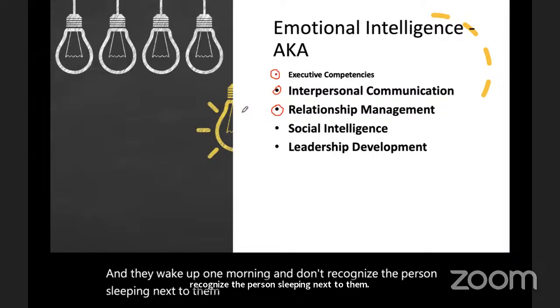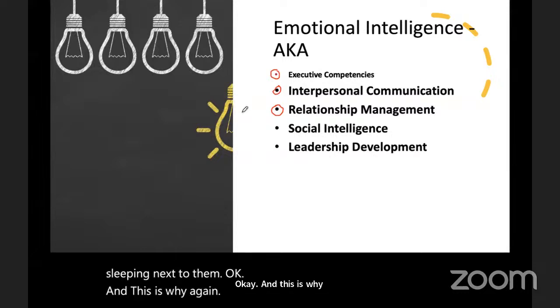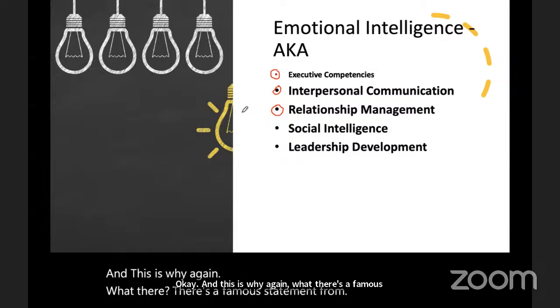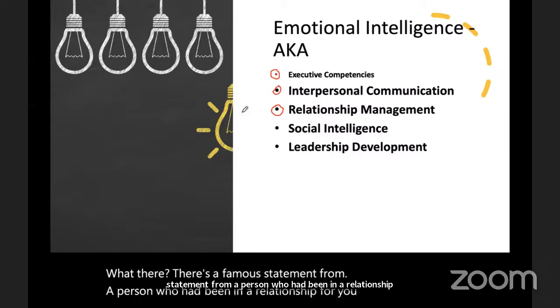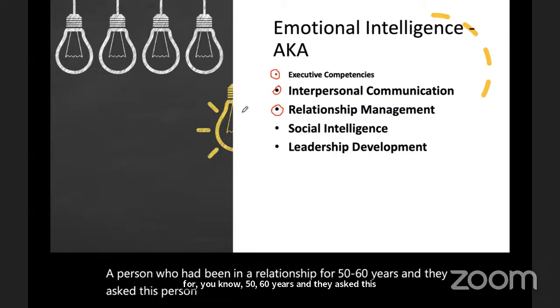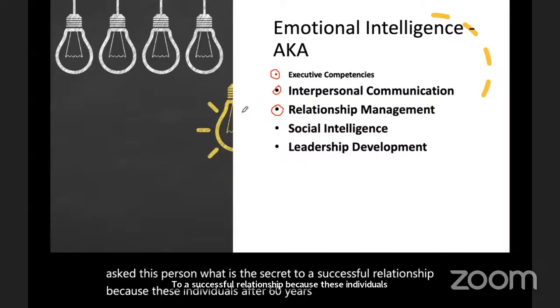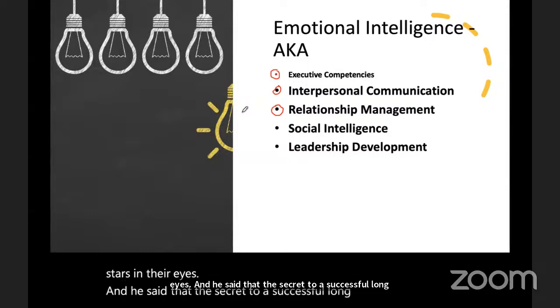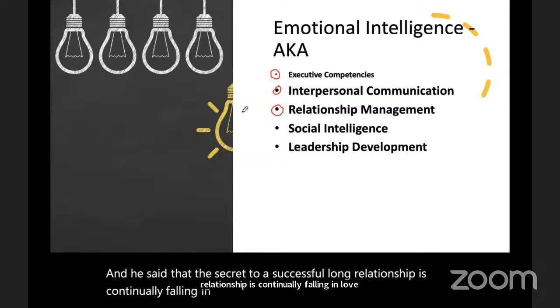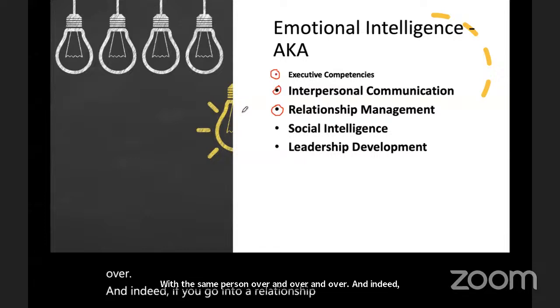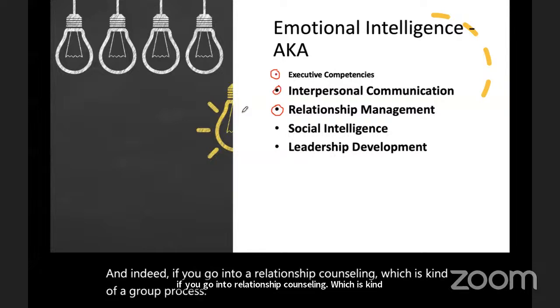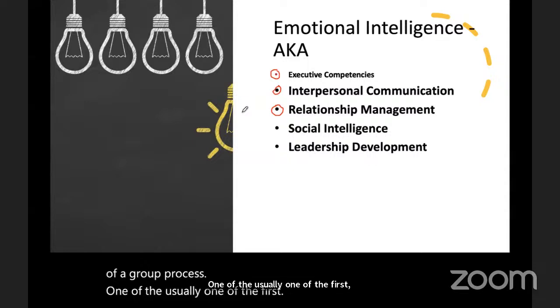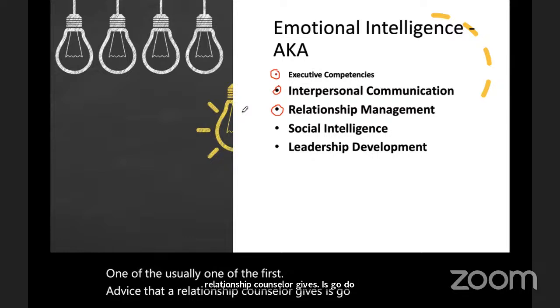Okay. And this is why, again, there's a famous statement from a person who had been in a relationship for 50, 60 years. And they asked this person, what is the secret to a successful relationship? Because these individuals, after 60 years old, they both still had stars in their eyes. And he said that the secret to a successful long relationship is continually falling in love with the same person over and over and over. And indeed, if you go into relationship counseling, which is kind of a group process, usually one of the first advice that a relationship counselor gives is go do something new, something you haven't done before.